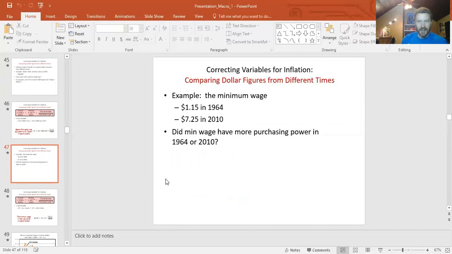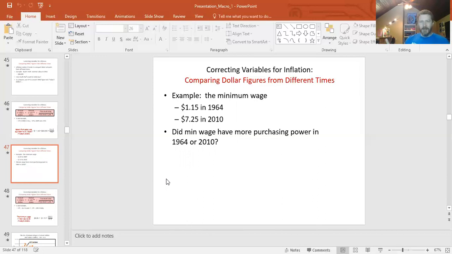Again, this is the same idea, what I'm showing you here in this slide and the next slide. Same idea, it's just another example. You can do it with the minimum wage. Minimum wage in 2010 was $7.25. Minimum wage in 1964 was $1.15. Obviously, the minimum wage has gone up a lot in nominal terms, right? Just simply the raw number of dollars that you get has gone up.